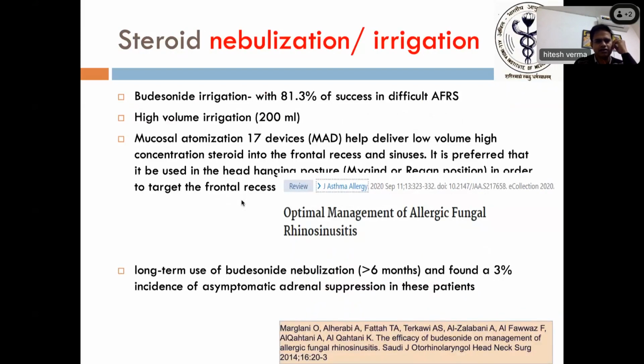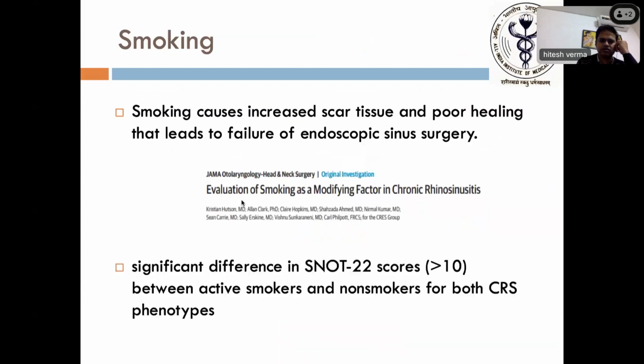Then there is another method where steroid is used as a nebulization rather than giving it systemically. In that case, the literature is in the preliminary stage and it is showing better outcome and reducing the risk of recurrences. And smoking should be avoided because smoking can increase scar formation and poor healing, and that can lead to the failure of the surgery.